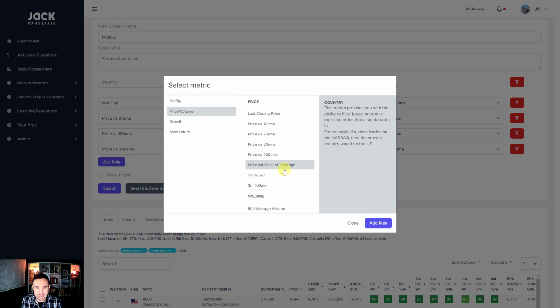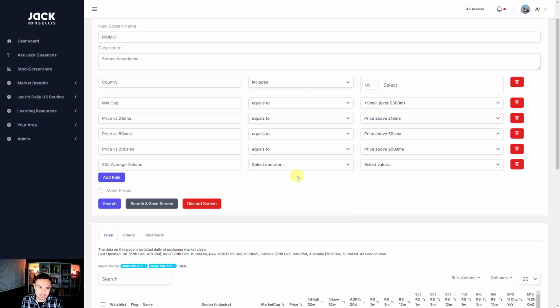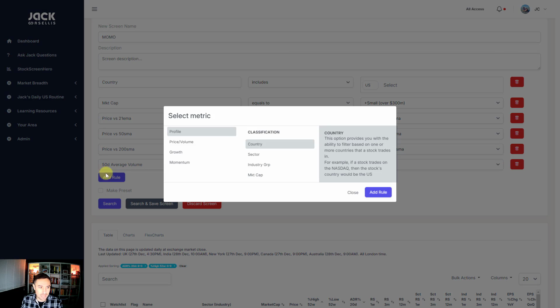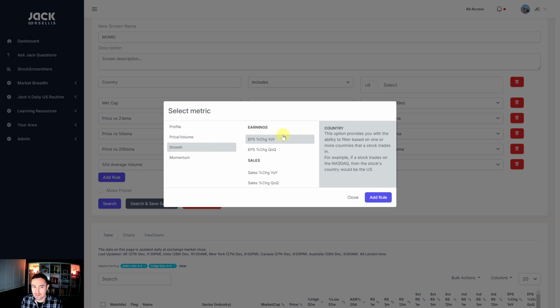Okay, we could add in something about price within 52-week high, 3-month gain. Let's add some volume into this. Make sure it's relatively liquid. Let's go maybe over 500k like that. We could add in, if we want to add a bit of earnings growth and sales growth, we could be adding that in as well.